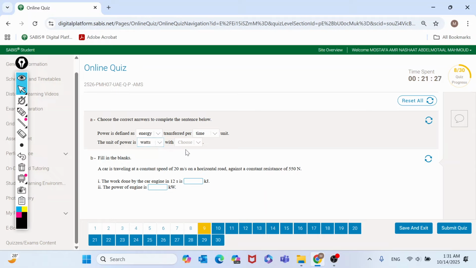The unit of power is watts. 1 watt is 1 joule per second, because a joule is energy and power is energy per unit time, with time in seconds. Okay, a car is traveling at a constant speed on a horizontal road against a constant force of 550 newtons.